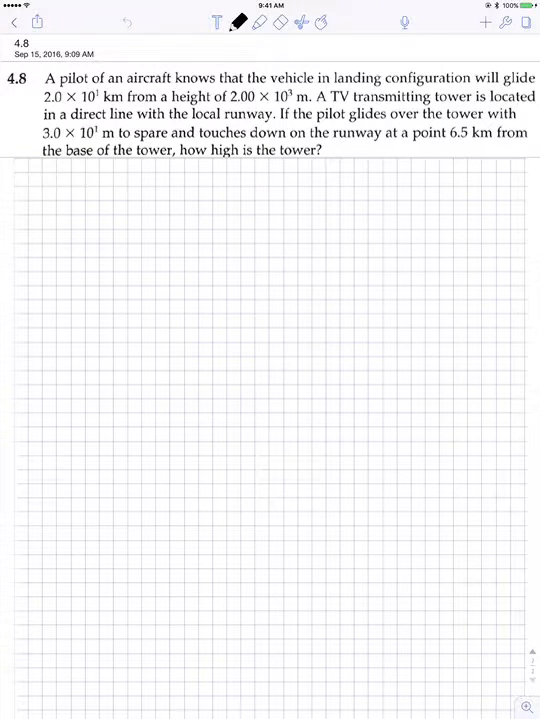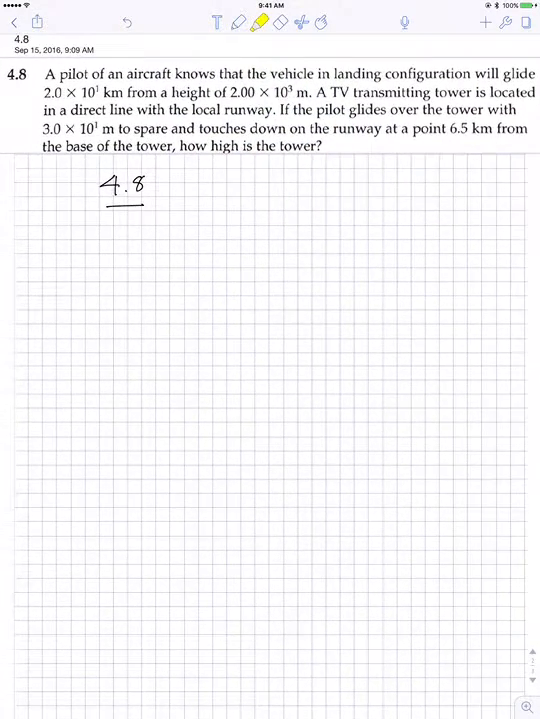All right, here's a video solution of problem 4.8. Okay, in this problem, we're given that an aircraft will glide 2.0 times 10 to the first kilometers. Okay, so that's 20 kilometers from a height of 2 times 10 to the third meters.